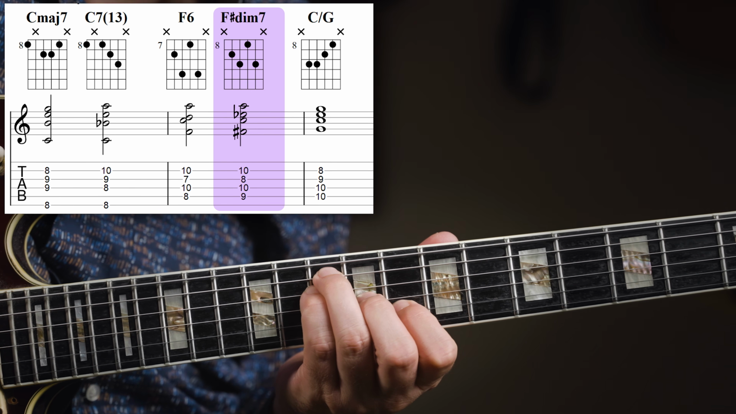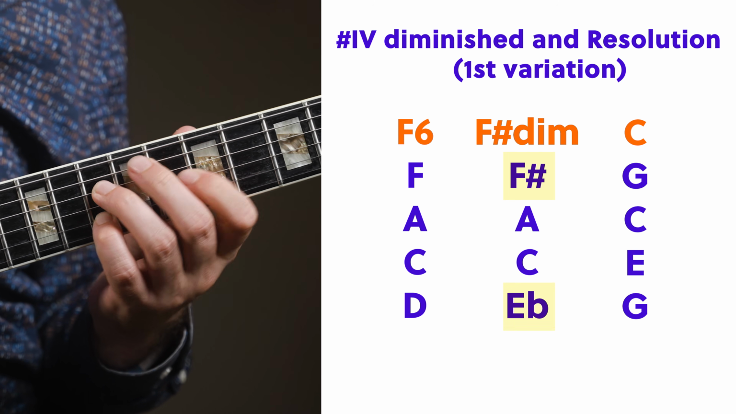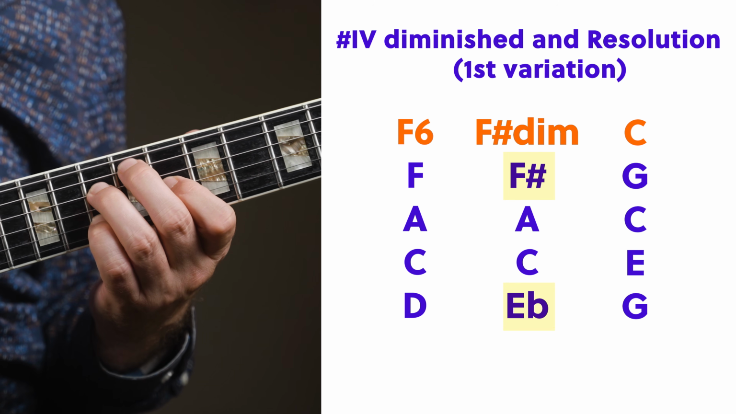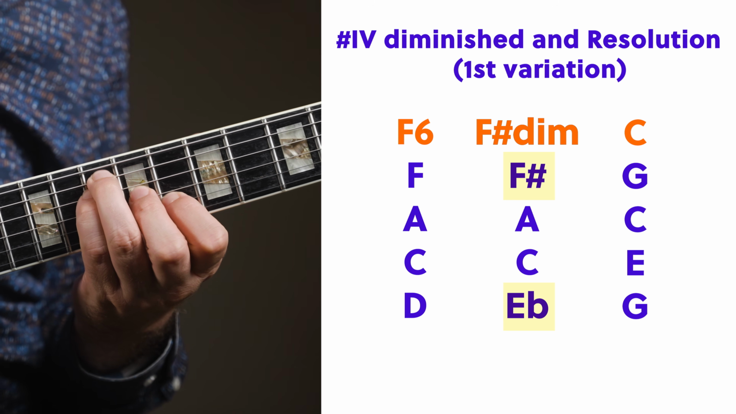Let's start with the F6 to F sharp diminished example. I'll first go over the chords and then get into scale choices. Here you can see how the F sharp diminished appears from altering 2 notes in the F6. You can also see that it still contains a C and not a B, which is why it isn't dominant in the key of C major. It doesn't sound anything like a G7.